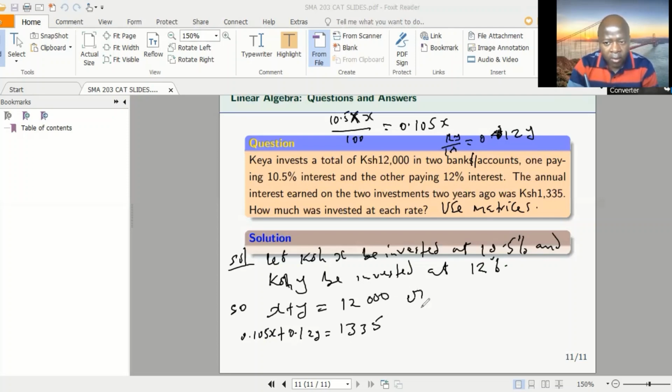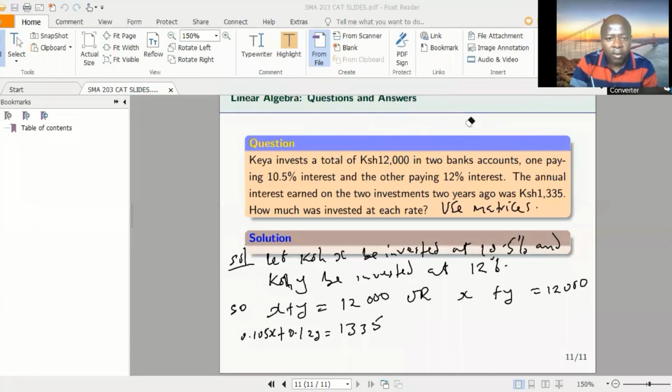Now, we want to reduce this to echelon form. The first equation remains the way it is, and multiply the first equation by 0.105 and subtract the result from the second equation. So this by 0.105 from this, which is 0. This by 0.105 will give us that. Subtract that from 0.12. When I subtract, this will be 5y, and this will be 1, and this will be 0.